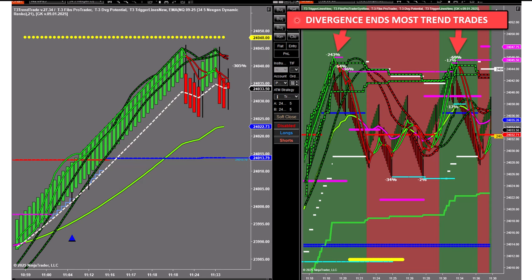Again, I don't know how to say this enough times. Divergence on the small chart ends most trend trades. Either divergence and lower divergence, or divergence and a pivot stop out of divergence. When you go back and study trend trades or the end of trends, you'll see this look a whole lot.